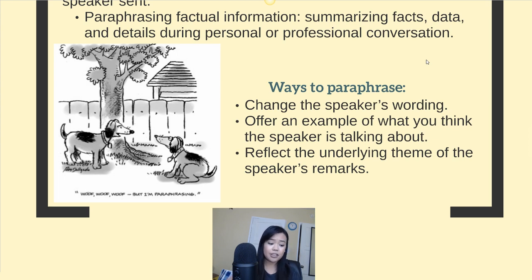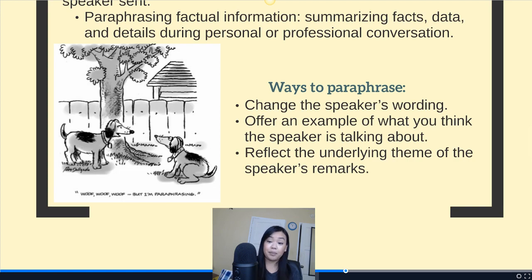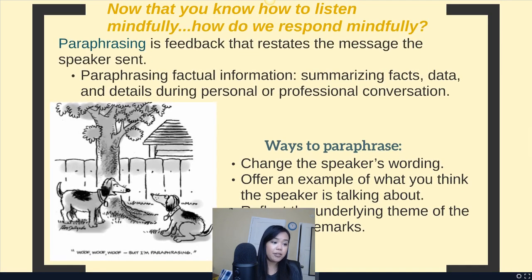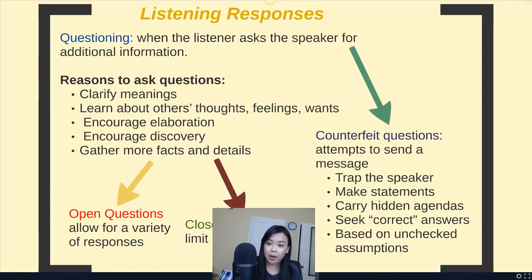You might say something like, so what I'm getting from this is that you're uncomfortable talking about finances. Is that right? Something like that, where you let the other person know, this is what I think the gist of your message is. And it's really cool to be able to get that back and forth from people when you offer to paraphrase their ideas and they respond to you.